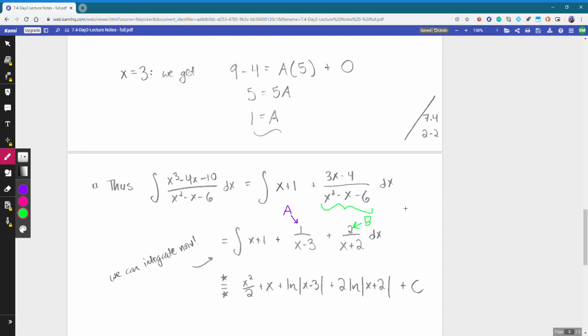Now, with all this work, we've gotten to a point where we can actually integrate. So x becomes x squared over 2, 1 becomes x, and here both these denominators are linear, so we could do a u sub off to the side, or these are just going to become a natural log of the absolute value of our denominator, and here we'll have a constant multiple of 2 on the outside. It's a little plus c, and we are good to go.